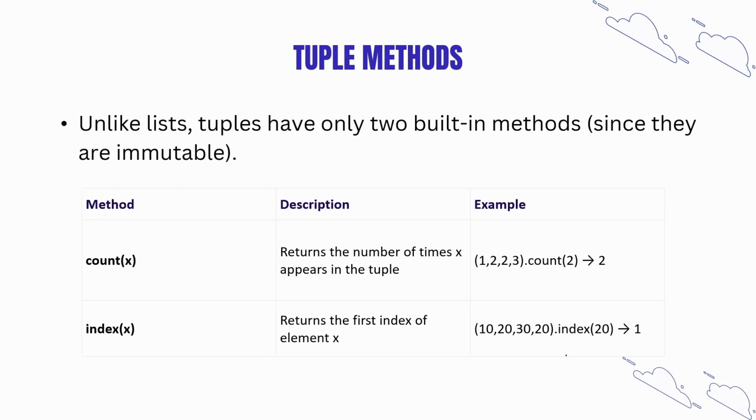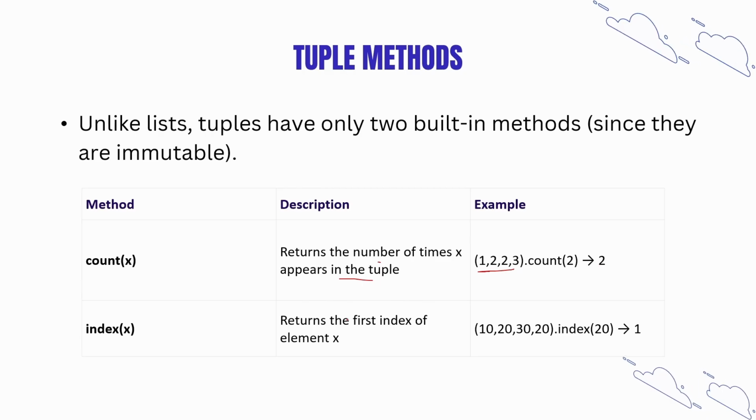Okay. Then we have tuple methods. Unlike lists, tuples have only 2 built-in methods since they are immutable. We have this method count. It returns the number of times x appears in a tuple. So if we have this tuple 1, 2, 2, 3 and we say dot count 2, we want the number of times 2 has occurred inside this tuple. 2 has occurred 2 times, so it gives us 2. Okay. If it was dot count 3, since 3 is present only once, we would have got the answer 1.